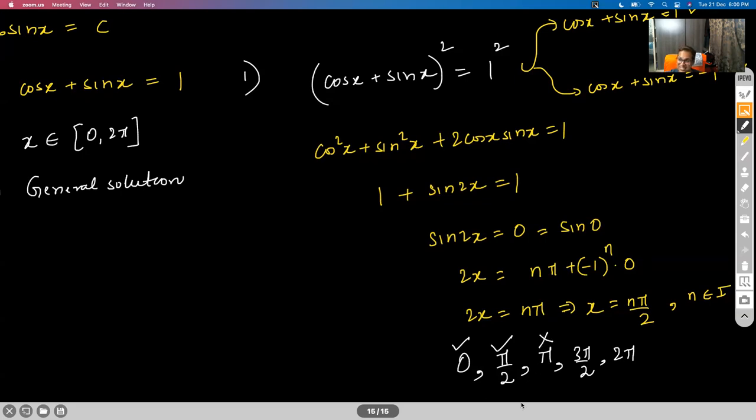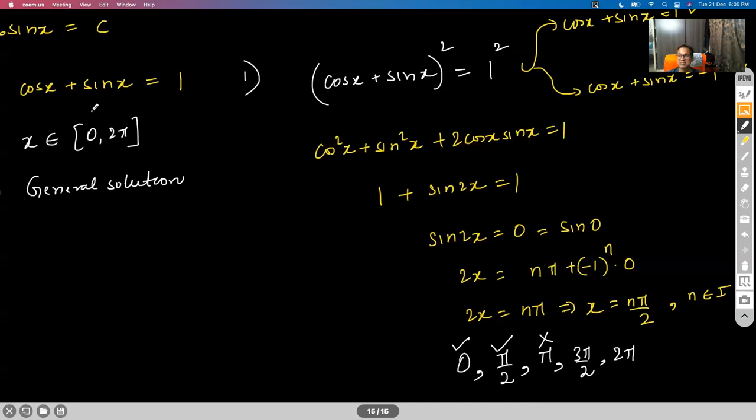This guy is an extraneous solution. How did it come up into the system? Because of that squaring activity. Because I squared, it led to pi creeping into my solution set. Are you getting my point? But it is easy to identify because this range itself is a small range. 0 to 2 pi only, I can figure it out.